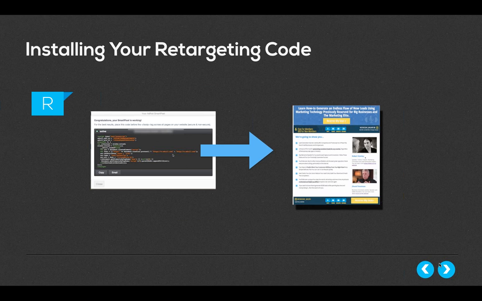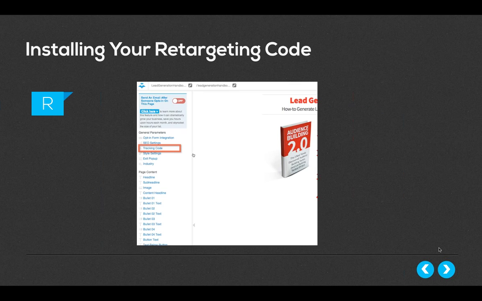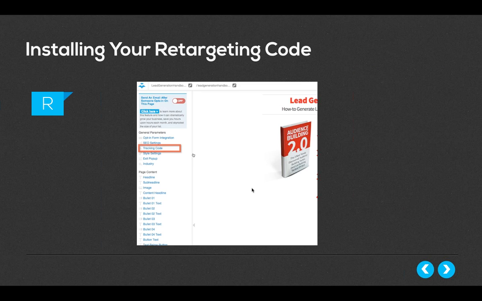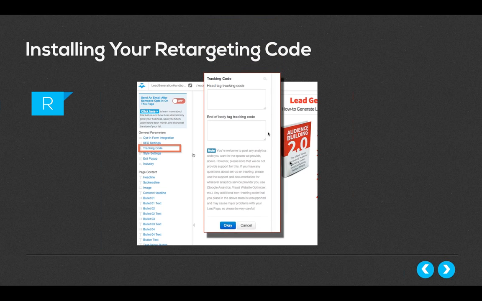But in the case of the lead generation pages site, what it looks like is something like this. You bring up the template that you're using, and then there's a little thing off to the side for tracking code. When you click on that, it pops up a window that allows you to add it like this. There we go. So when you click it, it says head tracking code, end of body tracking code.